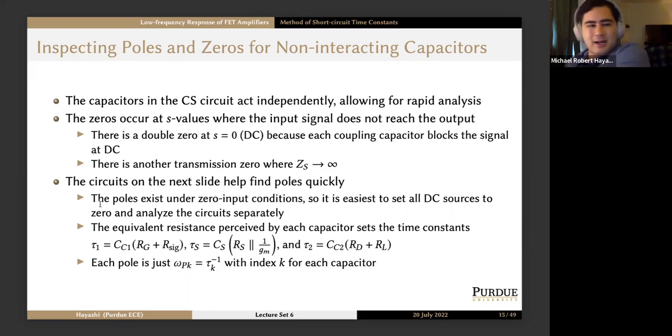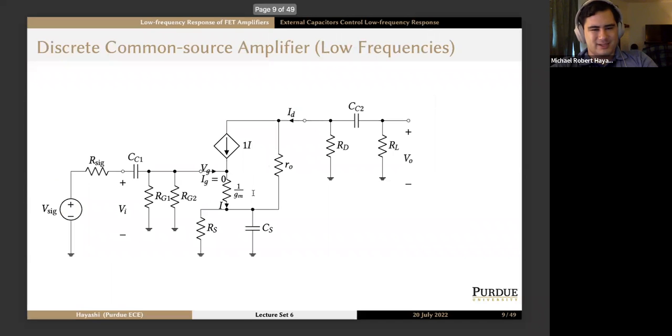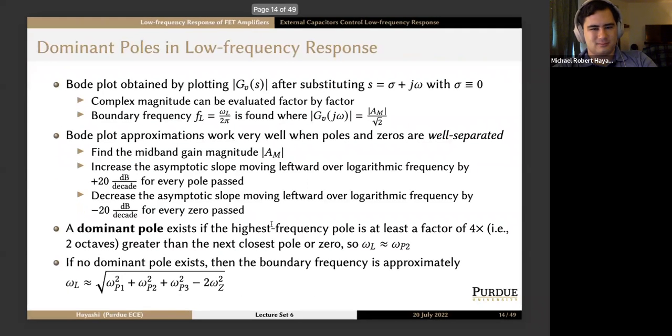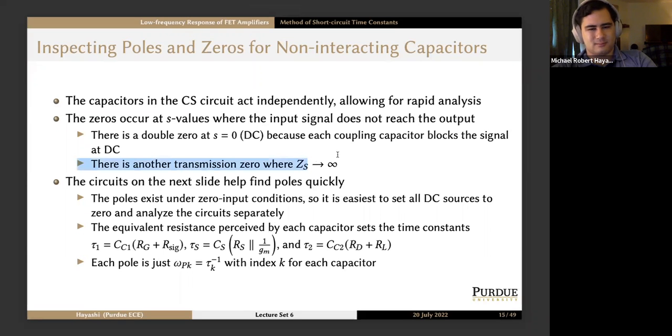The capacitors in the common source amplifier act independently, allowing for rapid analysis. The zeros occur at s values where the input signal does not reach the output. So there's a double zero at s equals 0, DC. Each coupling capacitor blocks the signal at DC, as we would expect. There's another transmission zero where Z sub S, which we said was R_S in parallel with C_S, goes to infinity.